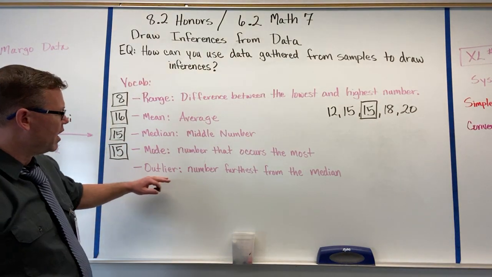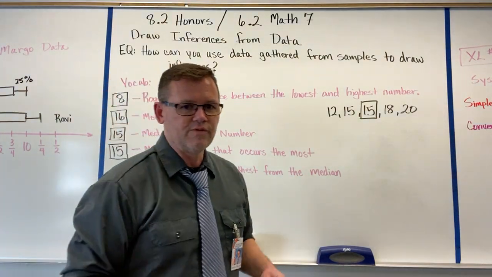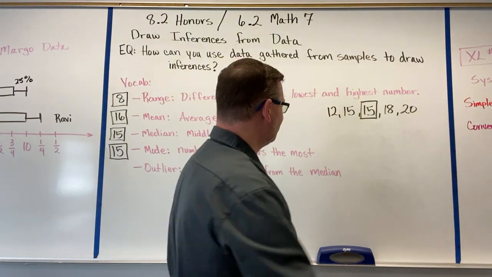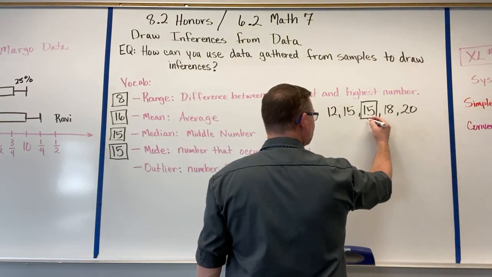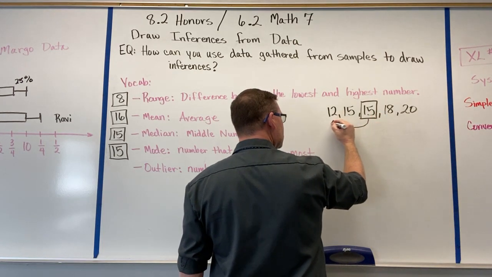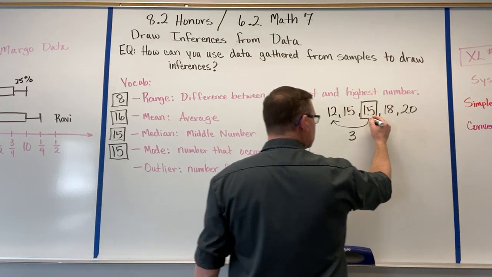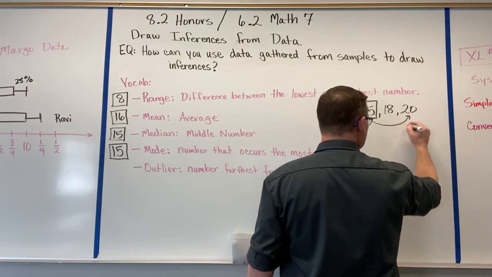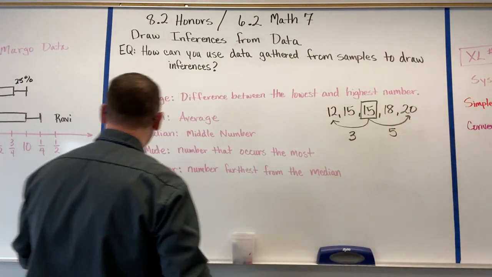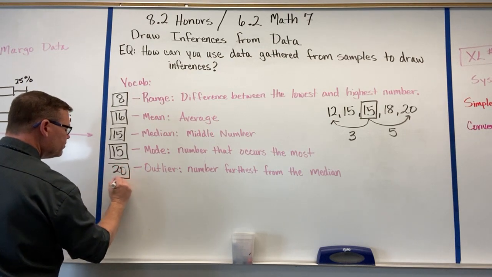And then our outlier is the furthest number from the median. Okay, and this is where absolute values come in, okay? If you remember what absolute value is after all this time. So in other words, we're looking at, this is our median, right? And we're looking at this number. From here, it's 3, right? And then we're looking at our largest number. From here, it's 5. 20 is the furthest from 15. So our outlier is 20.